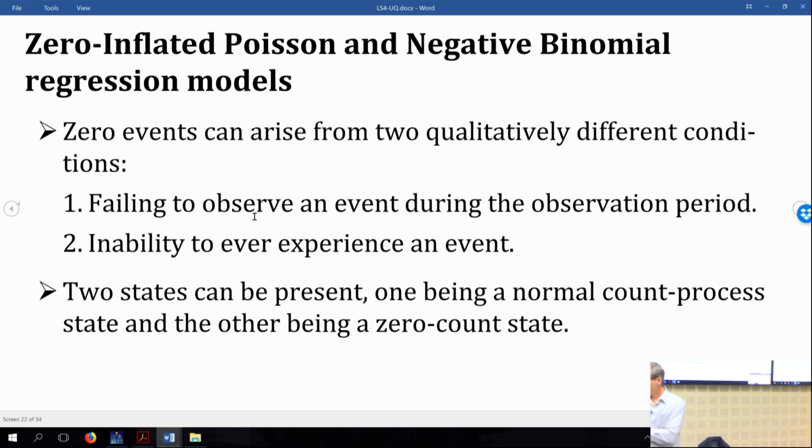And when we have lots of zeros, it's possible that we have a zero inflated process going on. But it's actually pretty easy to figure out if you do or you don't have that going on. But let's talk about what a zero inflated process is.